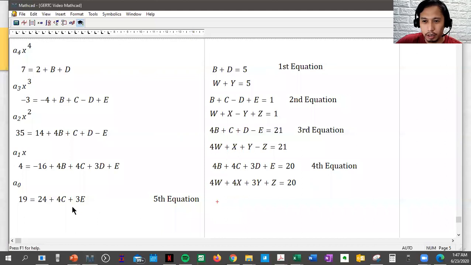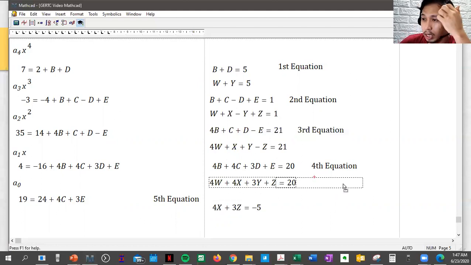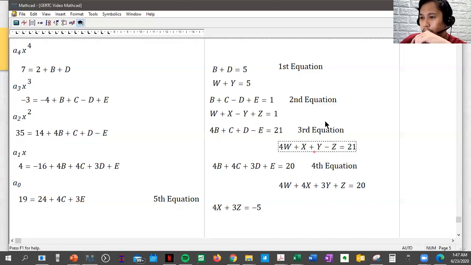Or pwede, dito, now if we're to simplify that, diba c is x, 4x and e is z. Now plus 3z is equal to 19 minus 24, negative 5. This is the fifth. No, but we may just use this. Ito yung gagamitin natin, ha?